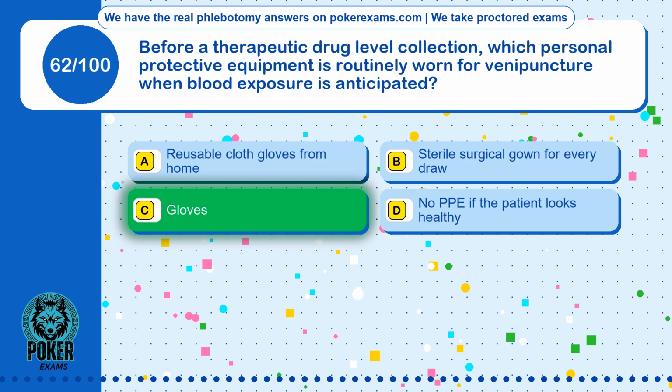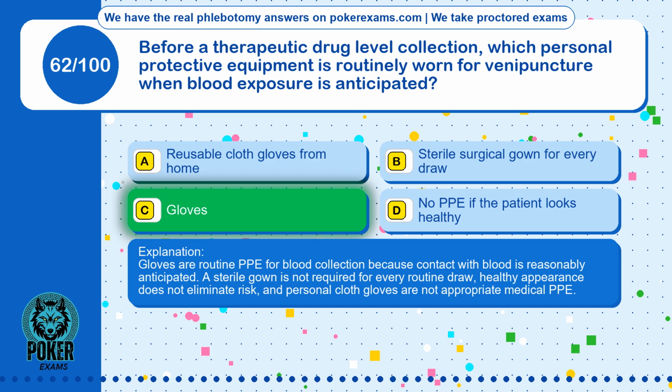The correct answer is option C, gloves. Gloves are routine PPE for blood collection because contact with blood is reasonably anticipated. A sterile gown is not required for every routine draw, healthy appearance does not eliminate risk, and personal cloth gloves are not appropriate medical PPE.